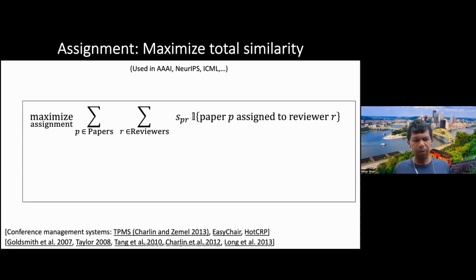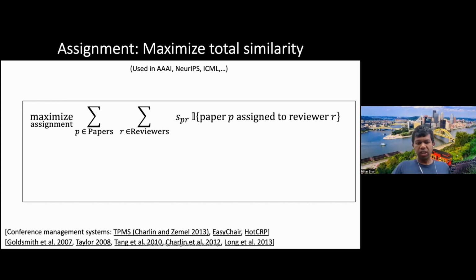And they write down this optimization problem. So what is this optimization problem? Well, the variable of optimization is your assignment. You want to choose the assignment that maximizes the objective on the slide. Now, what is this objective? You're summing over all papers and reviewers, and you have this SPR, the similarity between paper P and reviewer R. And then you have this indicator that paper P is assigned to reviewer R.